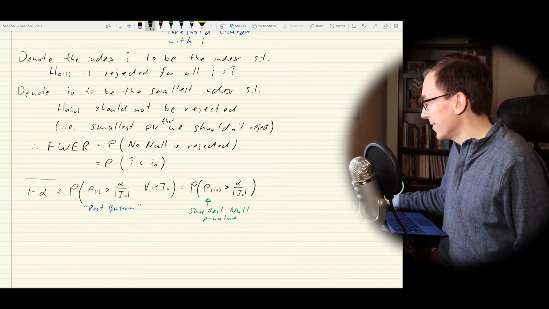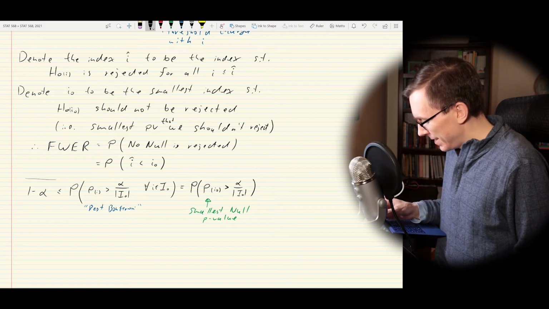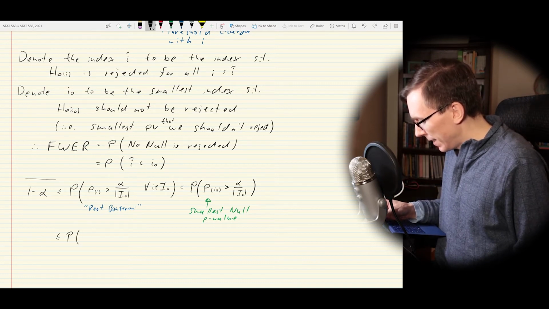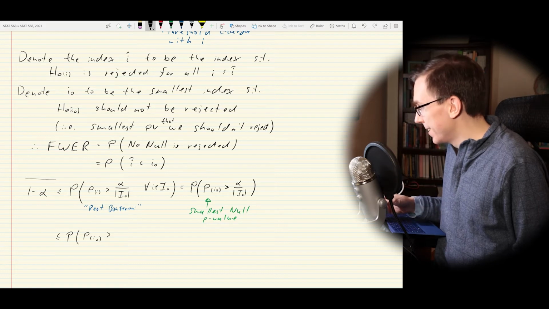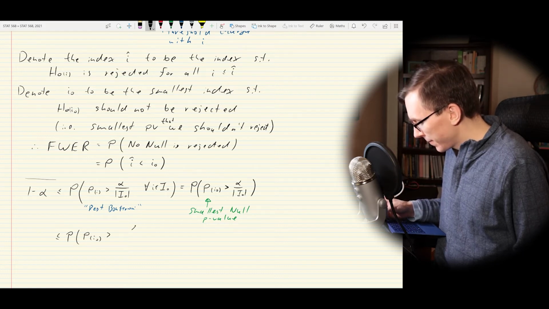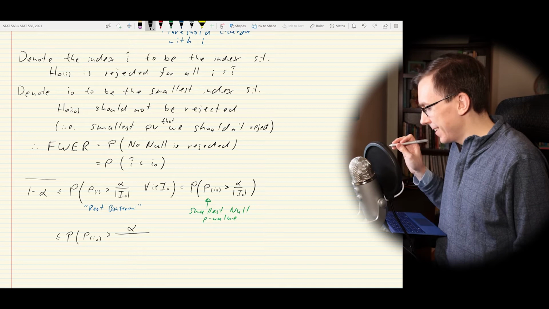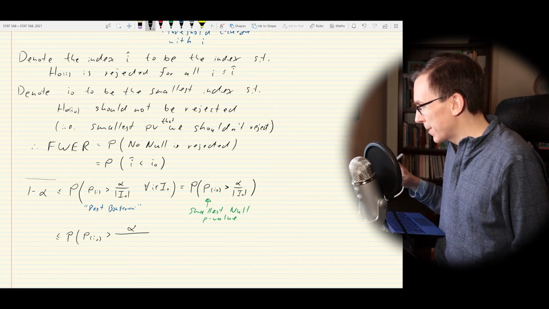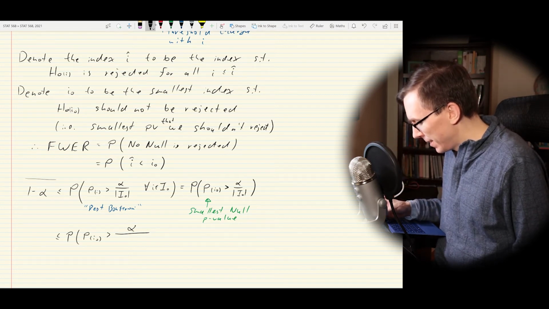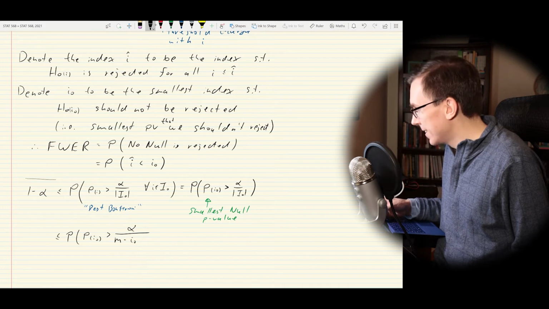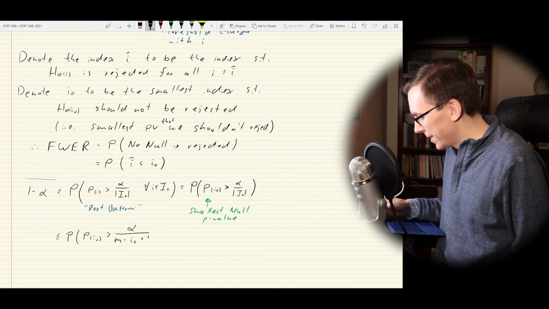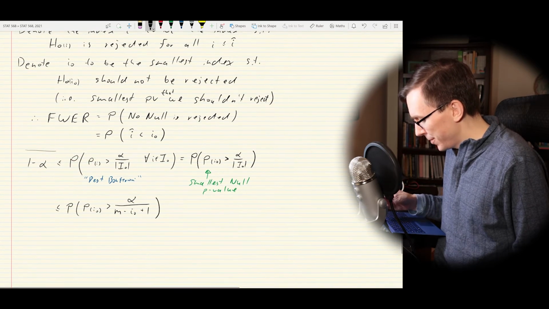Then what we have to do is say that this thing is less than or equal to the probability that p I naught is greater than alpha, and then we're going to replace the capital I naught with m minus little i naught plus 1. And why is that true?